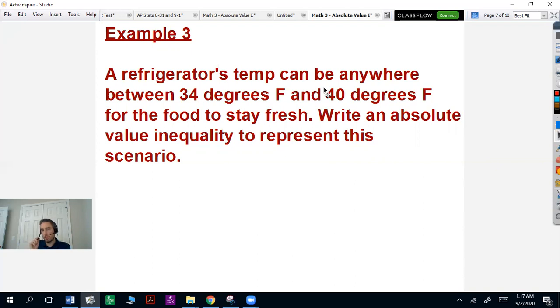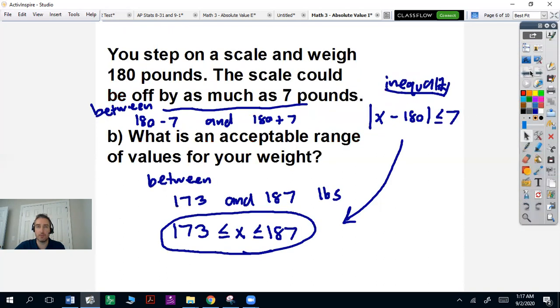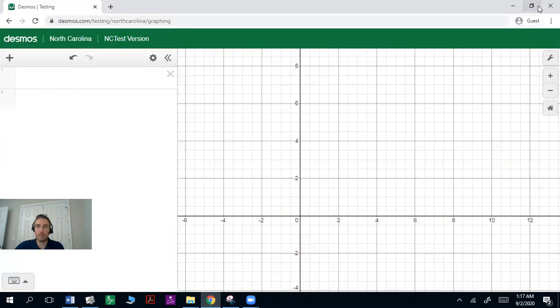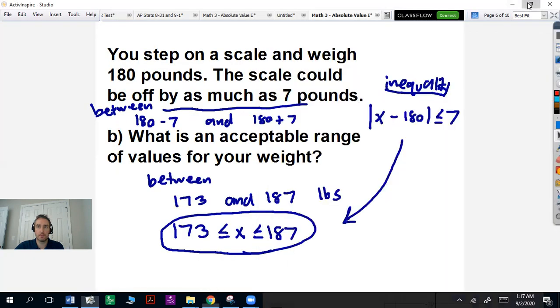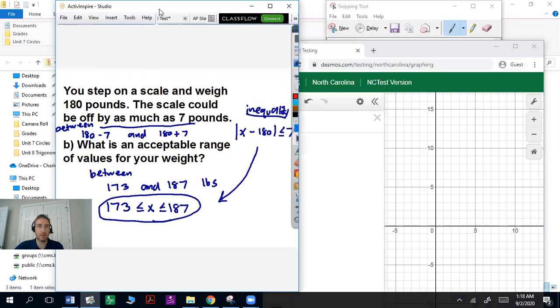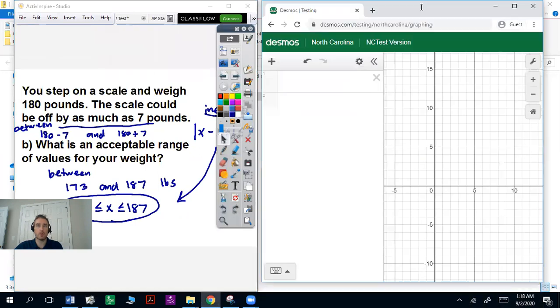All right, think about that for a minute. What you're given is the acceptable range of temperatures. This time we want to work the other way and get the inequality. So I'm going to go back to the previous example, and I want to show you something on Desmos, okay? So I know I'm kind of backtracking here, but go to Desmos, clear out what you got, and I want to show you something here. In fact, I'll just leave Desmos open so we can compare our work here.